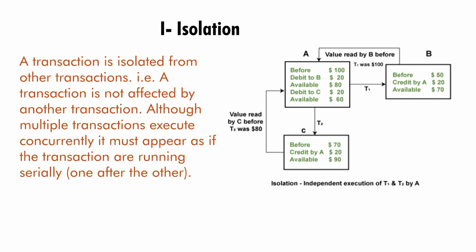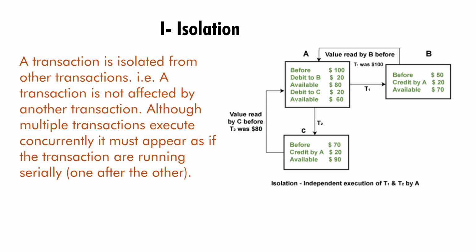Suppose A is sending some amount to B and the operation gets started. In the middle of that operation, A starts sending an amount to C. Though it is a concurrent operation, it should finish B's transaction first, then C's transaction should start. If the system follows this, then the isolation property is satisfied.